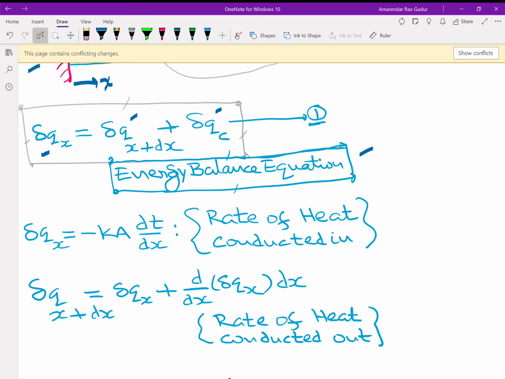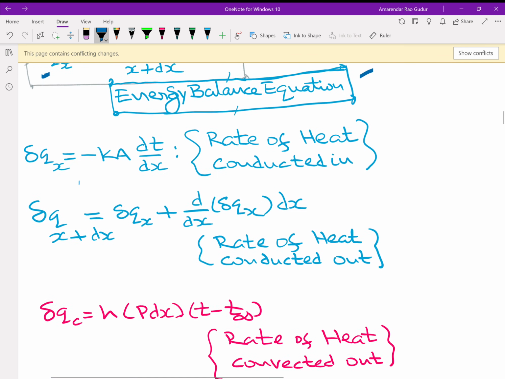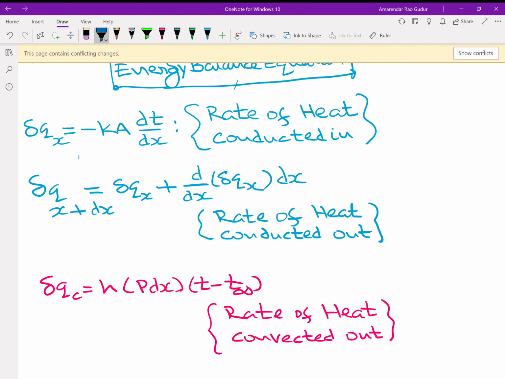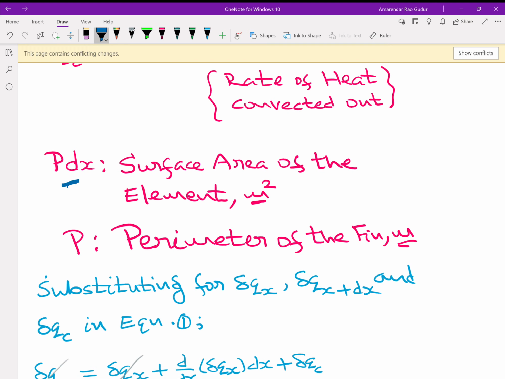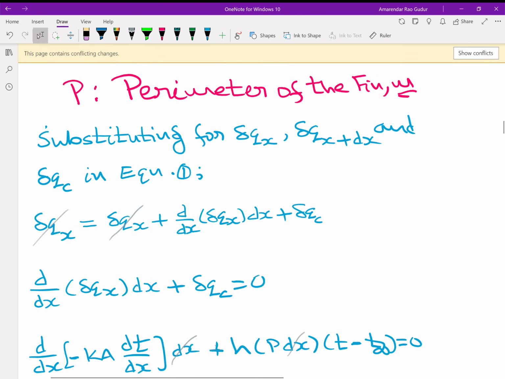Then we invoke the basic principles of Fourier law. Delta Qx is equal to minus k A dT by dx. Then delta Q x plus dx we expand into Taylor series: delta Qx plus d by dx of delta Qx times dx. Then delta Qc is calculated using Newton's law of cooling, that is h into the area available, which is P dx, into T minus T infinity, where P is the perimeter and T is the temperature of the element. Then P dx is the peripheral area of the element. Then we substitute for delta Qx plus dx and delta Qc in the energy balance equation.